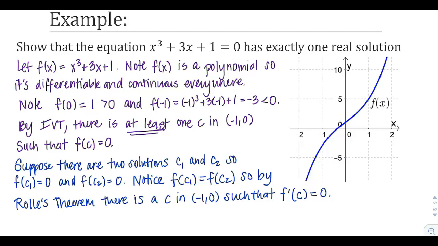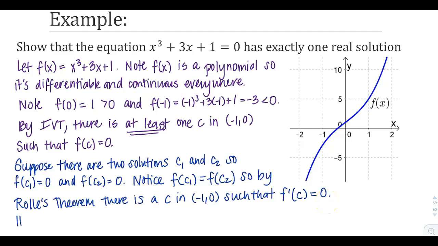There is some place where the derivative is equal to 0. So now that has to be true. If there are two endpoints that are the same and we're continuous and differentiable, Rolle's theorem says there has to be a place where the derivative is equal to 0. So now we are going to search for our contradiction. We want to make sure that f prime of c can never equal 0. So the contradiction is going to lie in the fact that the derivative is always positive.